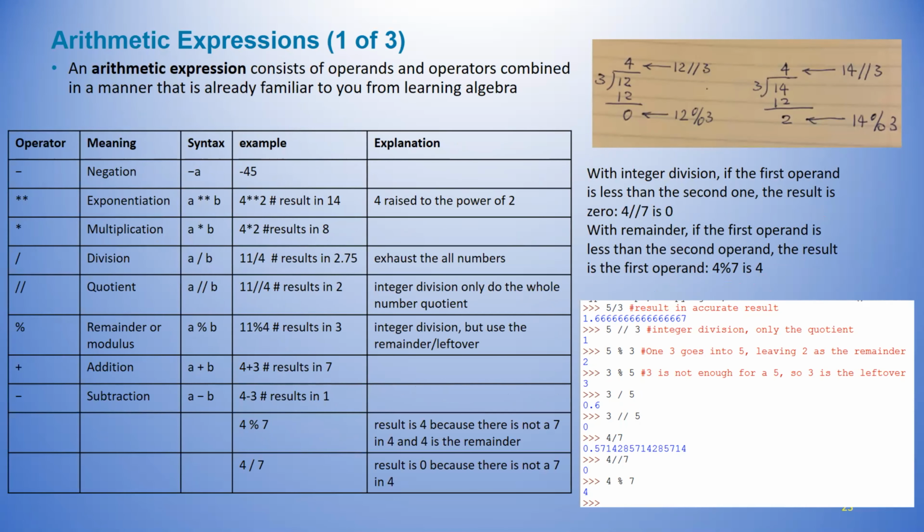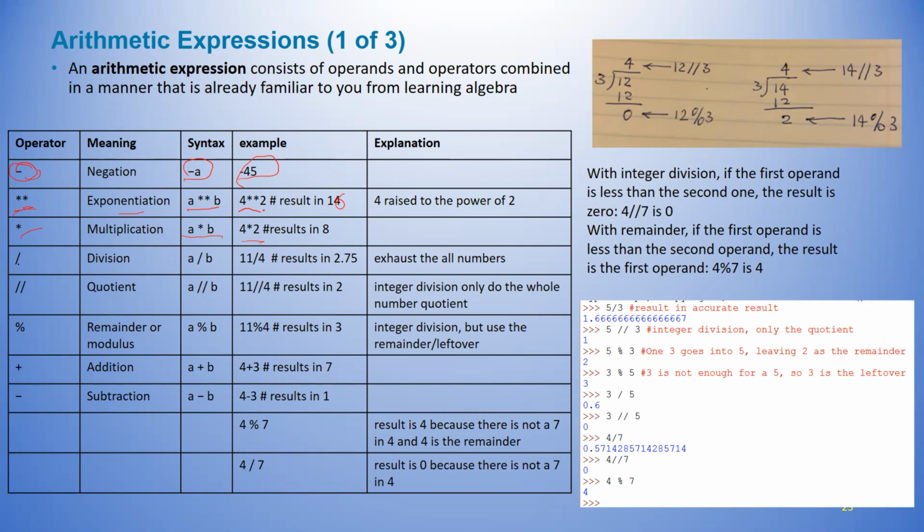Arithmetic expressions. Let's look at these operators. This is negation. This is exponentiation, a raised to the power of b. Four double stars and then 2 means 4 raised to the power of 2. Why is it 14? It should be 16, everybody. Okay, it should be 16. So this is multiplication, right?